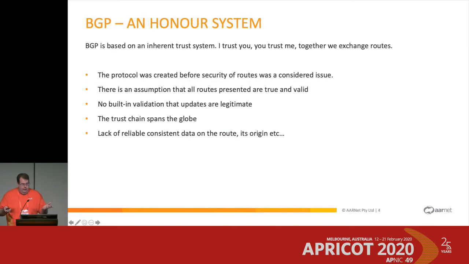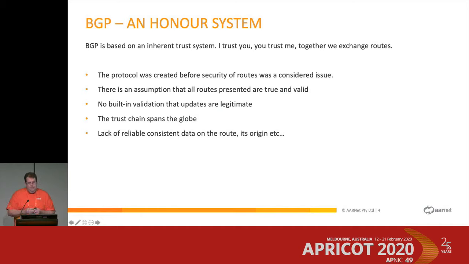So again, the protocol was created long before I was born. It's based on the fact that security was never a consideration. It was like, we trust each other, we're all good, it's small. Then as the internet has grown, it has grown to a scale where we can't trust what comes from blue, red, or green, as was referred to in the previous slides.